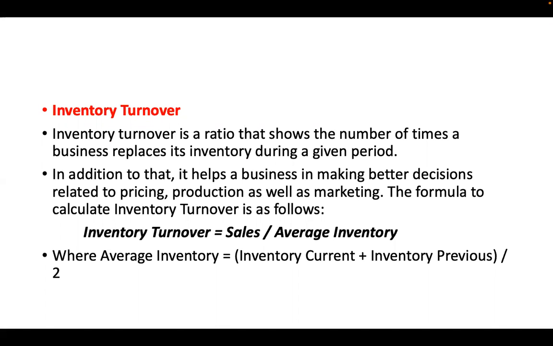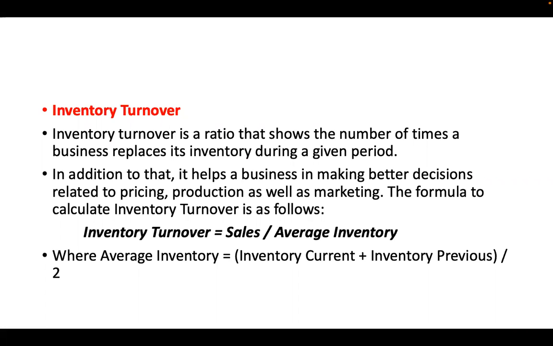Okay, so what is the formula for inventory turnover? The formula is written here in bold, you can see it. Inventory turnover is equal to sales divided by the average inventory. So how do we calculate average inventory? Average inventory is equal to inventory for the current year plus inventory for the previous year. We have to add both the inventories and divide it by 2. Then we get the average inventory. So we put the sales on top and divide it by the average inventory, and we will definitely get the inventory turnover ratio.